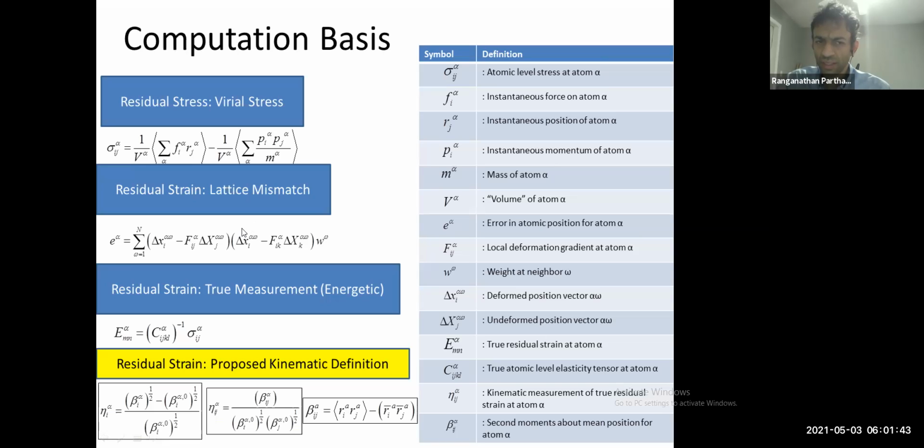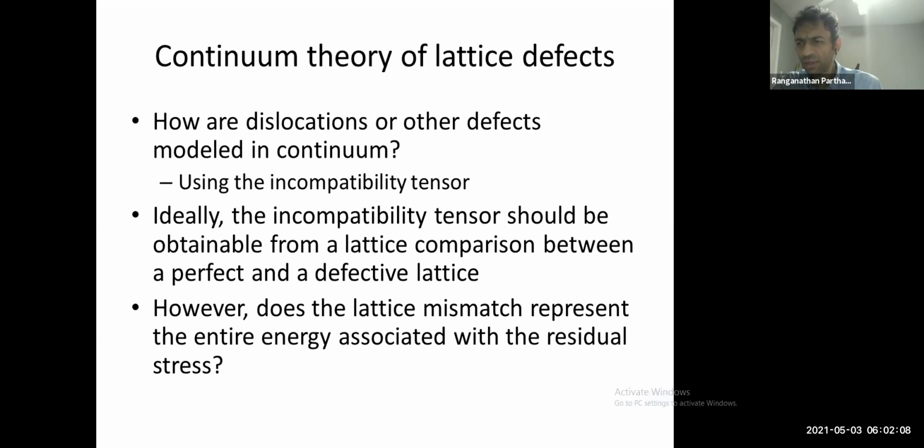Here we see the residual strain due to the lattice mismatch, and that is obtained by a comparison of the distorted and the undistorted lattices. And here we see a residual strain from the second moments about mean position, that is from the atomic vibration. We note that in the continuum theory of lattice defects, an incompatibility tensor is what is used to define the residual stress in terms of elasticity, but it is not clear whether the lattice mismatch represents the entire energy associated with the residual stress.